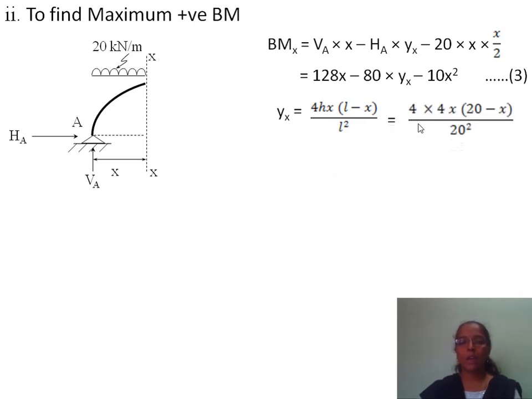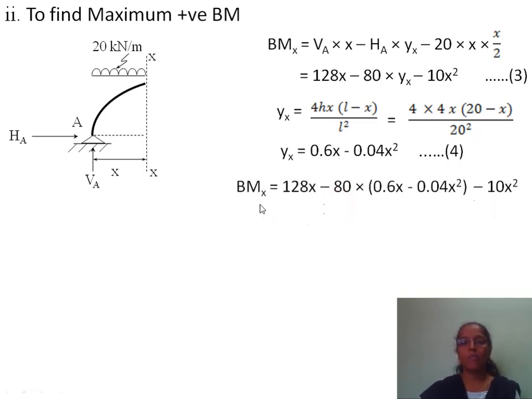So substitute the values of h and L. So 4h is 4 meter, x is unknown, L is 20 meter, 20 minus x divided by 20 square. If you simplify it, Yx is equal to 0.6x minus 0.04x square. Take it as equation 4. Substitute this Yx into equation 3.